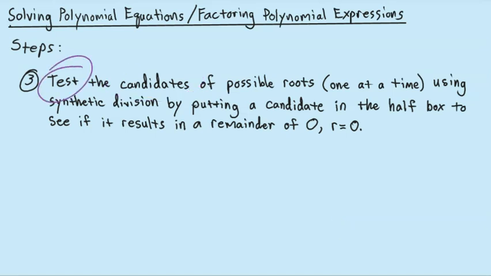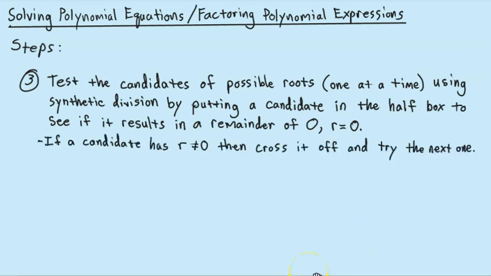All right, step 3, we're going to take this list of candidates that we got from step 2, and we're going to test them. We're going to test to see if each one of them is a root. It's like using the factor theorem. We're looking for a remainder of 0, okay? So we're going to test the candidates of possible rational roots. We're only going to test one at a time using synthetic division, by putting one candidate at a time in the half box to see if that candidate results in a remainder of 0. So we're looking for a remainder of 0 for each individual candidate in the list of possible rational roots.